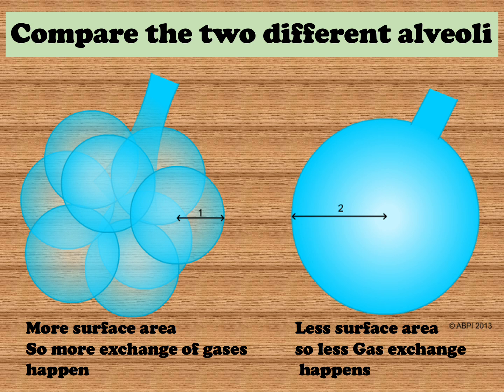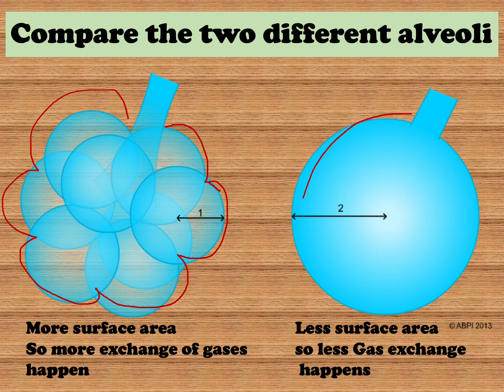Now can you compare these two alveoli? This is one of the alveoli. You can see here who has more surface area. Just look into this. You can see surfaces are more here in this alveoli. 1, 2, 3, 4, 5, 6. So if I open this whole alveoli, it will take more surface area, whereas this alveoli is just one round or spherical structure. It has less surface area.